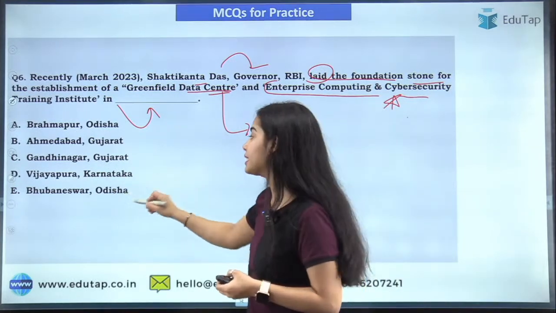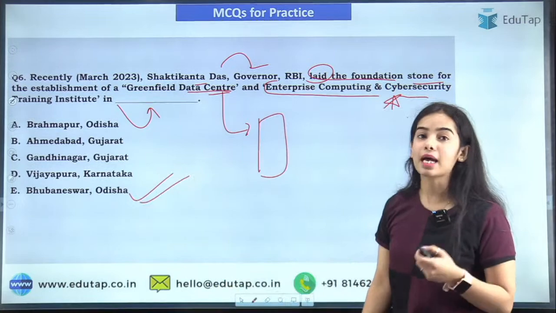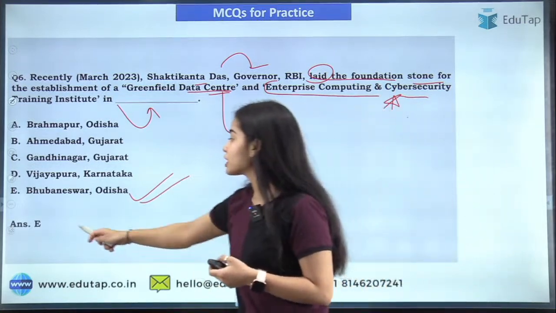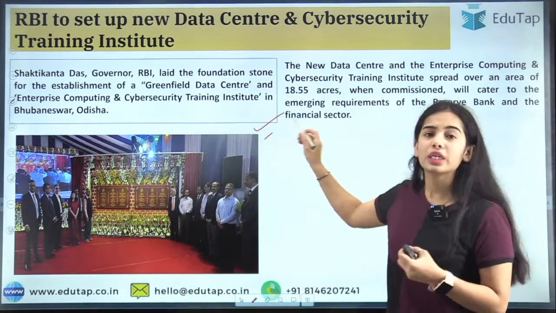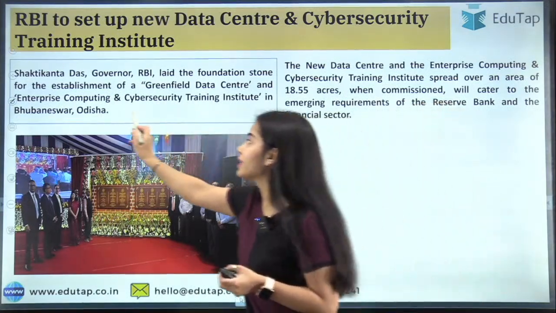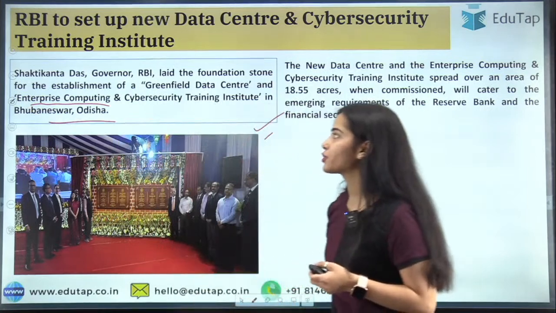So I'm getting the answer E, that is Bhubaneswar, Odisha. That is absolutely correct. Okay. So this is the correct answer. Now I hope you know it is very easy. You just have to remember where it has been established, that is Bhubaneswar, Odisha.